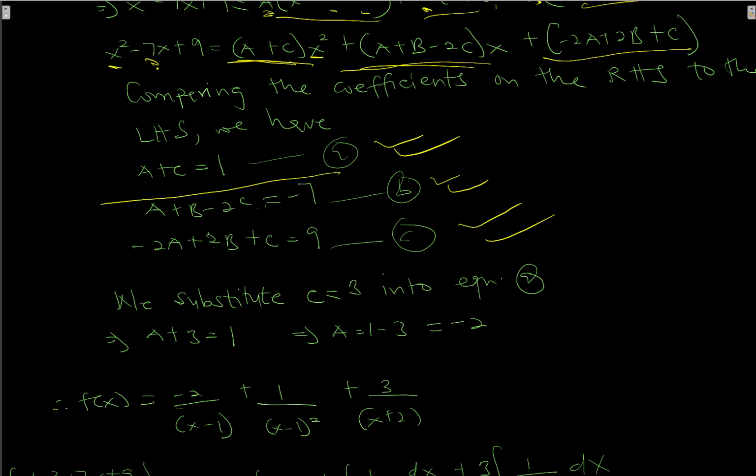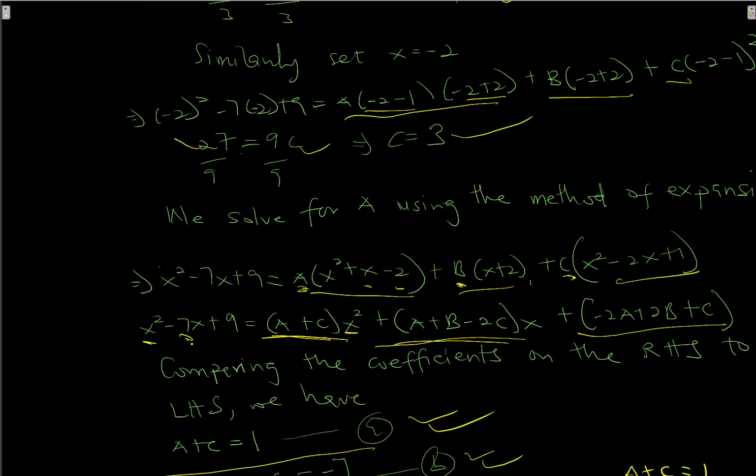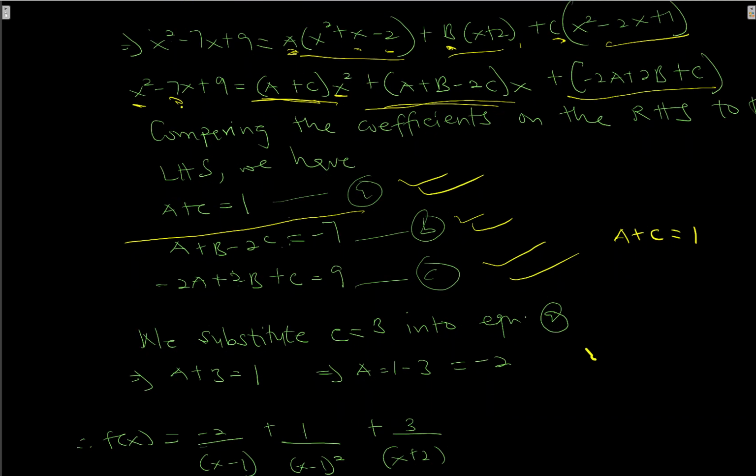So when you select equation A, what is it? A plus C equals 1. But we know our C. We know our C to be what? Positive 3. So we can substitute our value of C into this. When you do that, you obtain A plus 3 equals 1, and A is equal to 1 minus 3, which is negative 2.